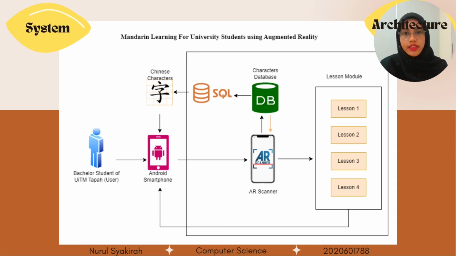So the character database will read the Chinese character through SQL. When the user uses the Android smartphone to scan the Chinese character, it will show the translation, audio, and example words on the screen of the phone. It will also provide notes from lesson 1 until lesson 4 for the students to read and study. That's all for the system architecture.